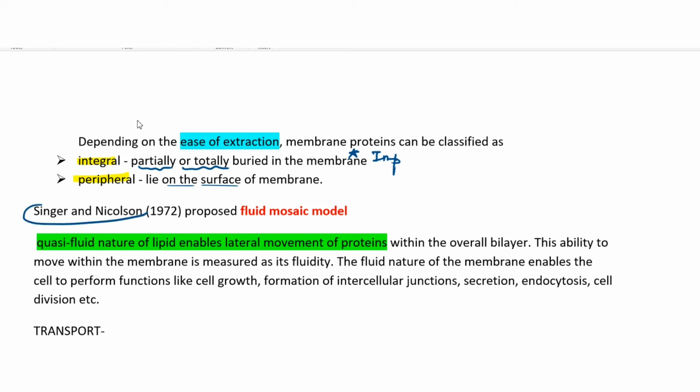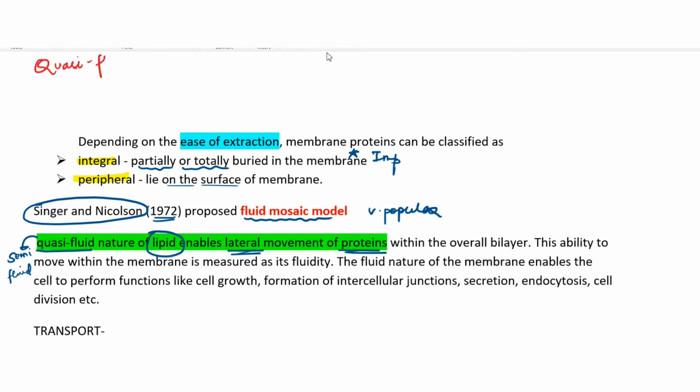It was Singer and Nicolson who proposed the fluid mosaic model of the plasma membrane in 1972, which is a very popular model, and from that we can get a clear picture of the cell membrane. They said the quasi, meaning semi-fluid, nature of lipids enables lateral sideways movement of protein. Important, very very important sentence. Quasi-fluid nature of proteins enable lateral movement of lipids.